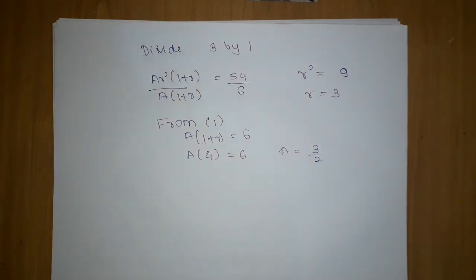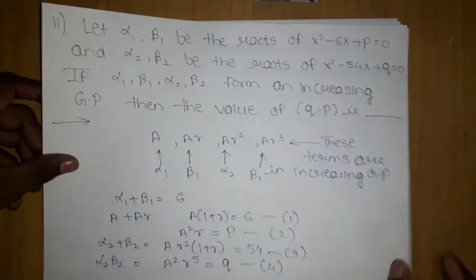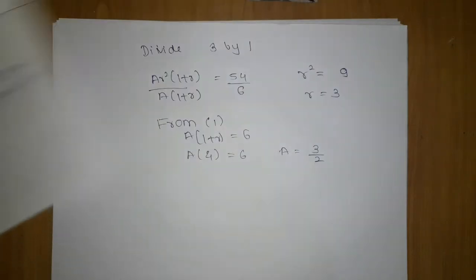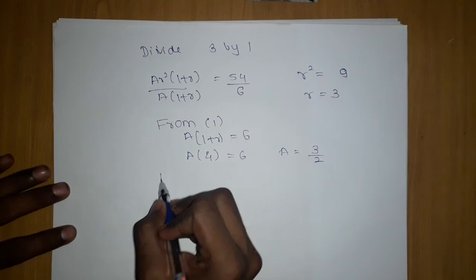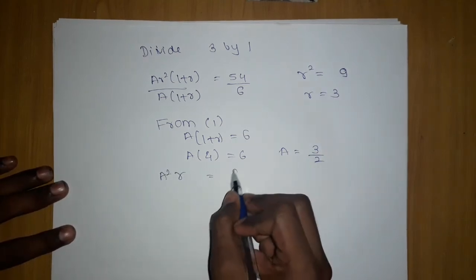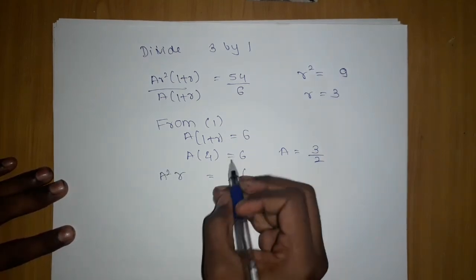Now what do we need to find? We want to find p and q, so let's get them. P is equal to what? A square r, which is 9 by 4 into what?